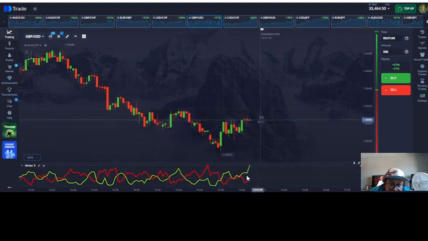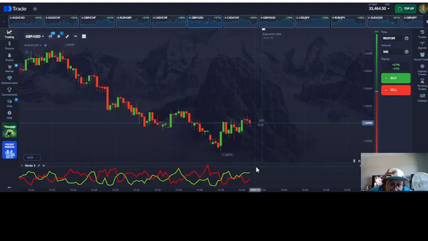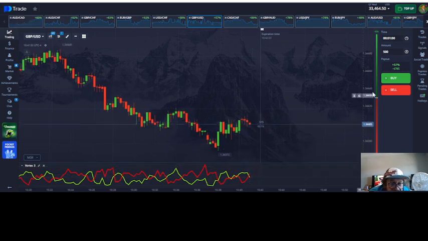So I'm going to sit and wait for the cross of the vortex lines here. I'm waiting for the red vortex line to cross the green vortex line. Okay, there we go.